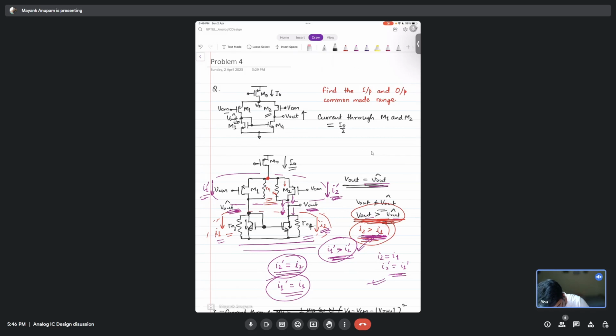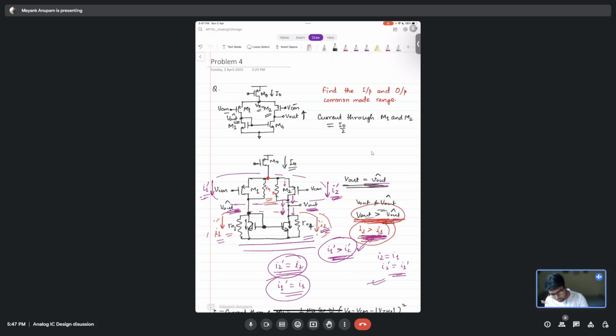What will happen to Vx, by the way? If V out goes up, what happens to Vx? It will remain the same. Because VCM is fixed here and the current is the same here, so Vx cannot change, right?